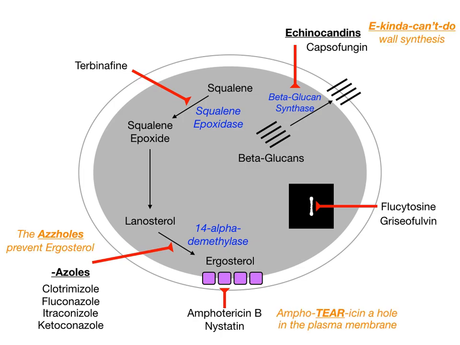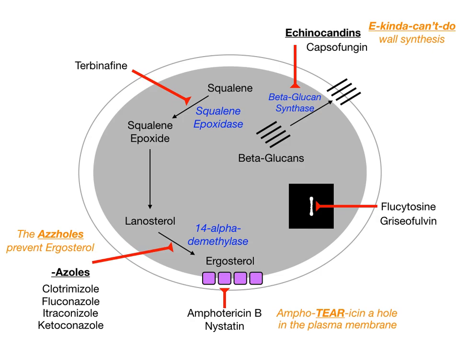So I've put the mnemonics here in orange. Let's start at the top, echinocandins. So to remind you that echinocandins inhibit cell wall synthesis, echinocandin sounds like you kinda can't do, and I always remembered you kinda can't do cell wall synthesis if you give an echinocandin. So that's how I remember that. You kinda can't do cell wall synthesis if you give echinocandins.